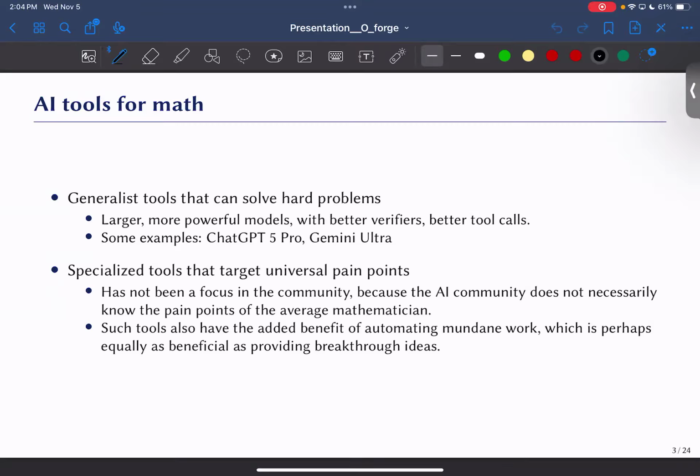For example, I'm a differential geometer. So in my field, things are not as helpful yet, but in some places like optimization, they can be pretty helpful.